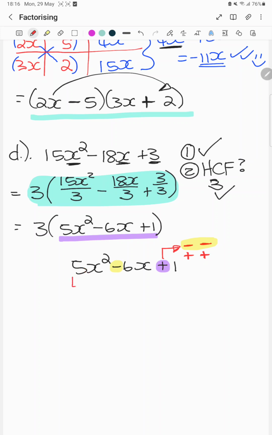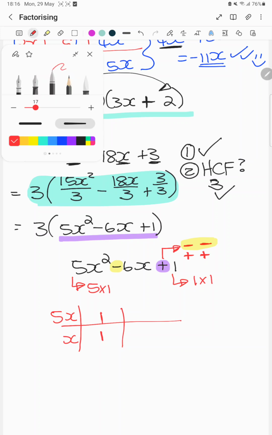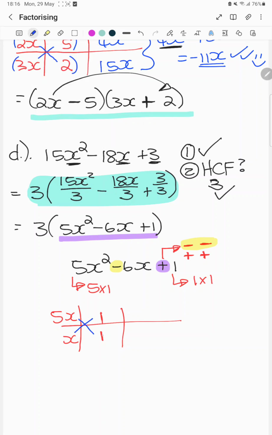So let's get the factors of 5. So that will only be 5 times 1. And the factors of 1 will just be 1 times 1. Alright, so let's go and put this into my table. So I have 5x and 1x. I have a 1 and a 1. And now all I have to do is cross multiply this. So I'm going to say 5x times 1, which gives me 5x. And I'm going to say x times 1, which gives me x.